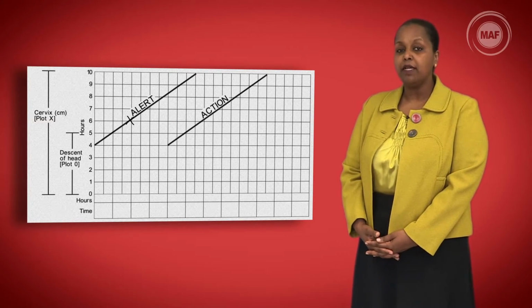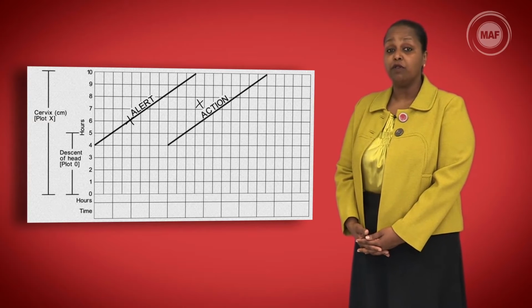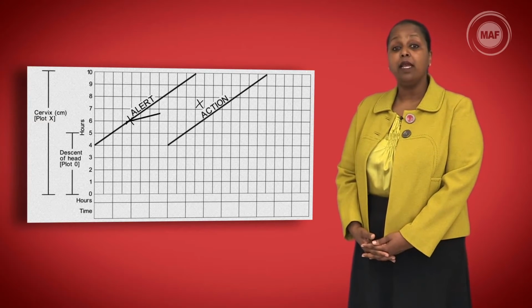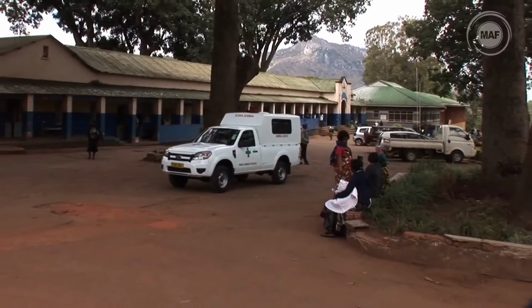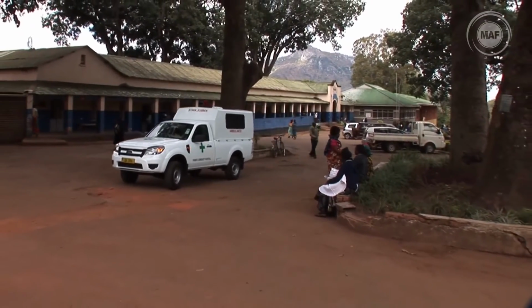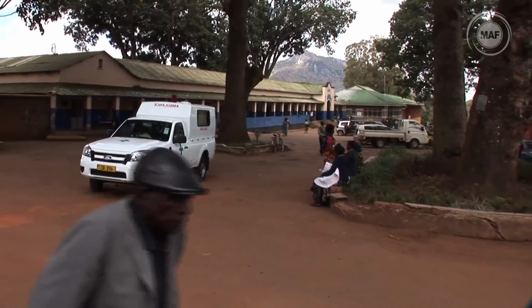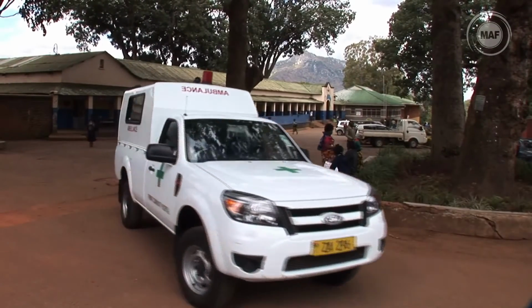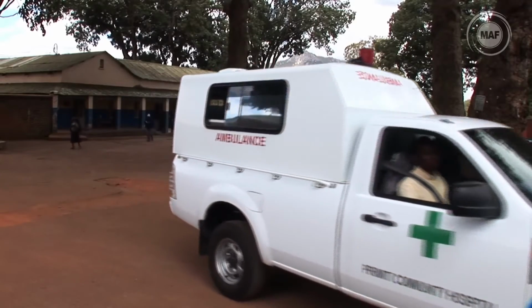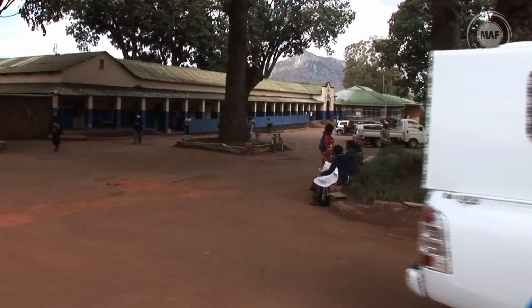If the woman's labour is not following the expected course after 4 hours, the plot of her labour will begin to approach the action line, signalling the need to take action. This may involve making arrangements to transfer the woman to a better equipped facility before she crosses the action line, if it is going to take several hours to get her there.